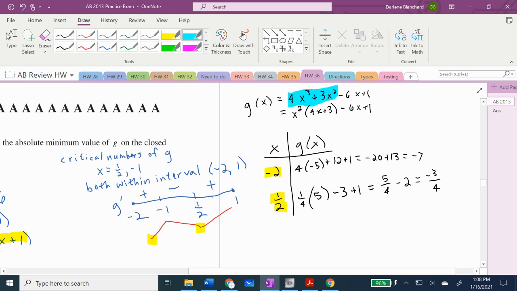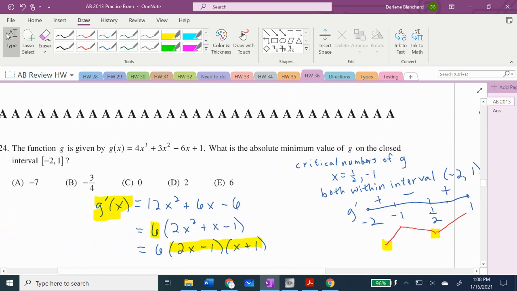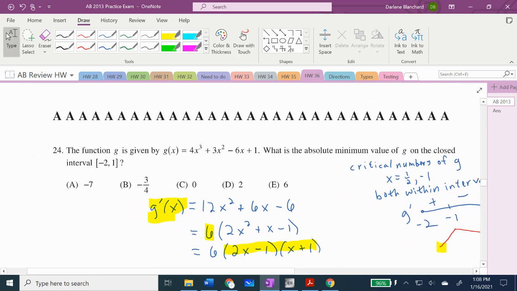I wanted the absolute minimum, and I can see that -7 is smaller than -3/4. That is the minimum value. The answer to an absolute extrema is always just the y coordinate, the y value. In the minimum case, the lowest value in the range of the function. So the answer is A.